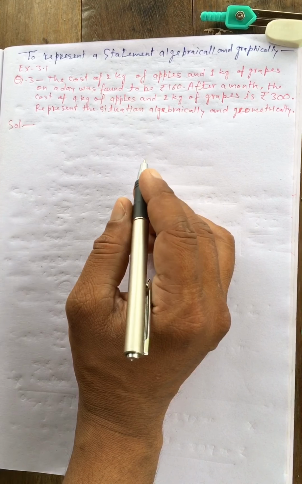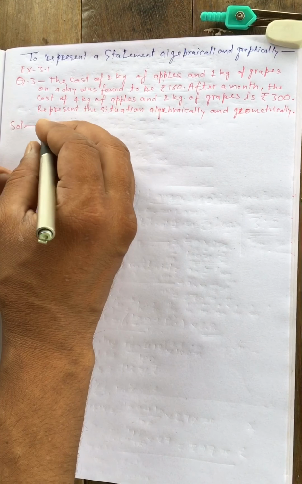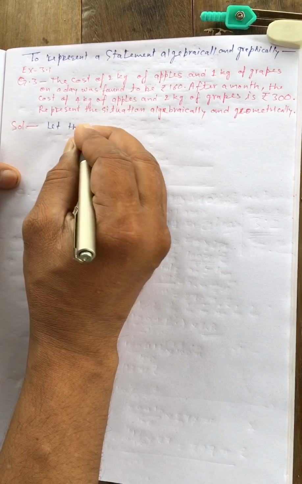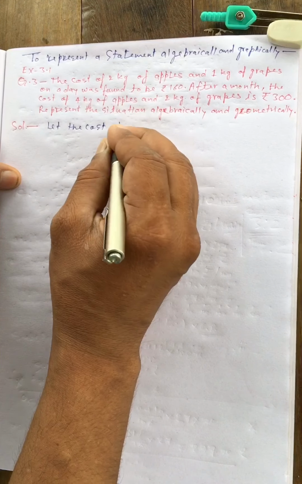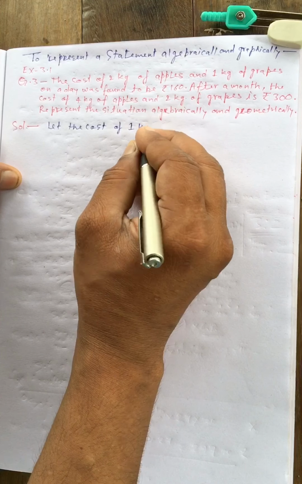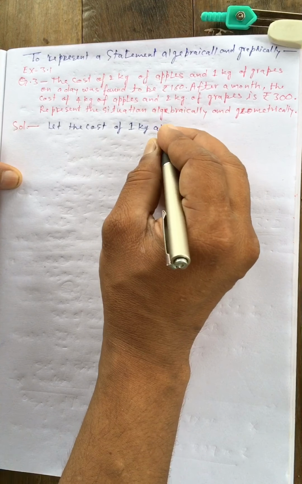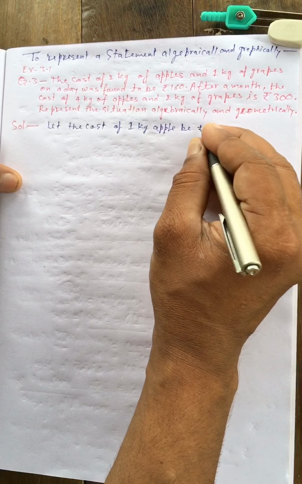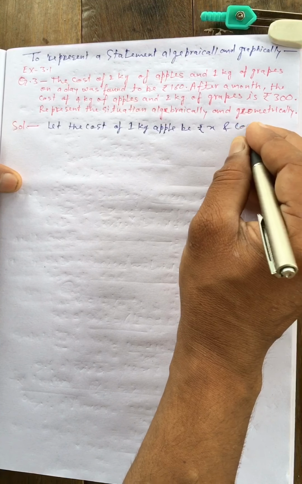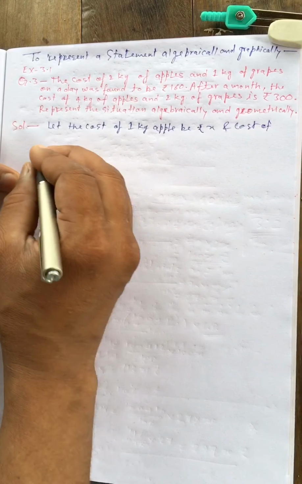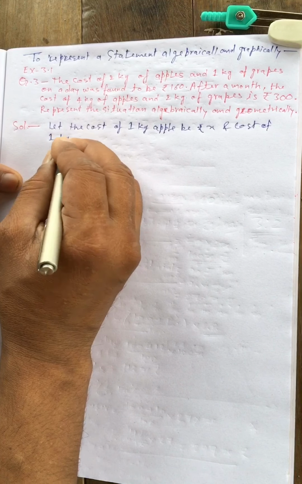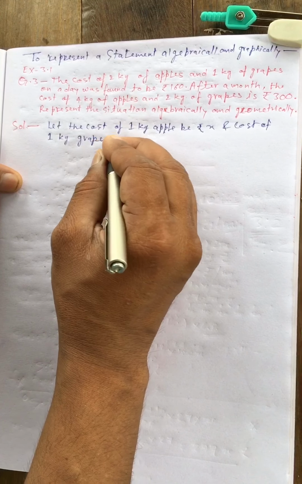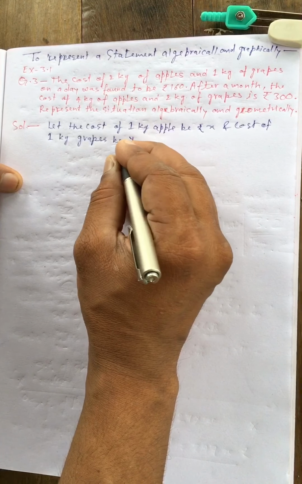For this, let us suppose the cost of 1 kg apple be x rupees and the cost of 1 kg grape be y rupees.